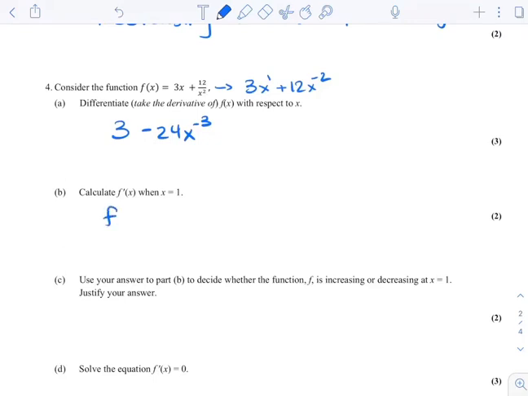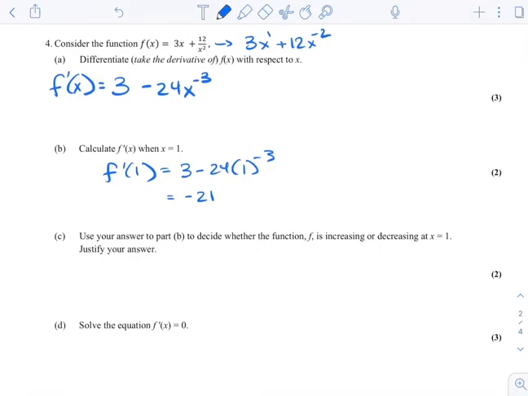So next one says use that. Maybe I should put the notation here. Use that slope formula or gradient formula that we have to find out when x is equal to 1. So I'm going to solve this where x is equal to 1. So we're going to have 3 minus 24 times 1 to the power of negative 3. Well, 1 to the power of negative 3 is still going to be 1. So when I subtract those and put it in my calculator, I get a slope of negative 21.